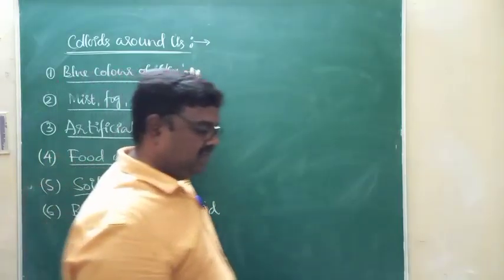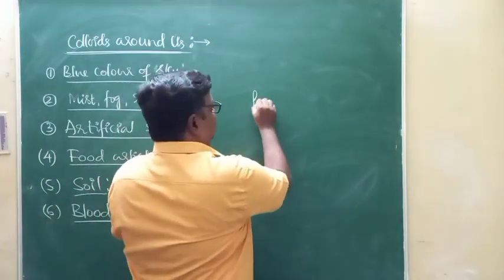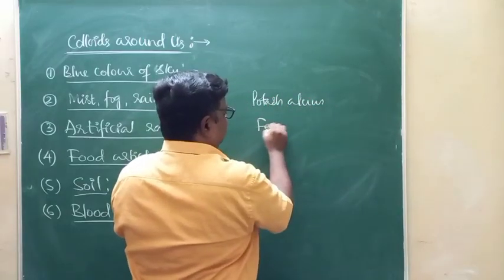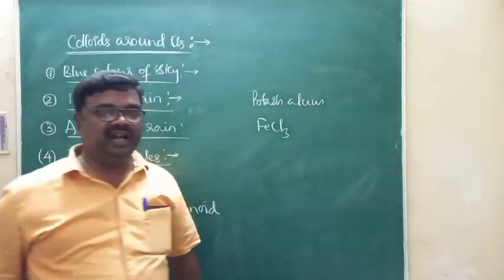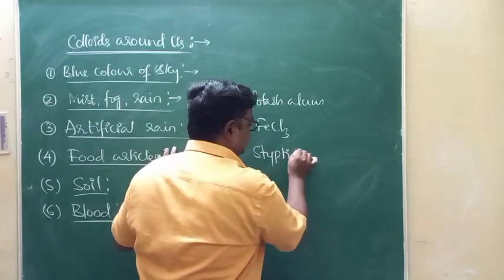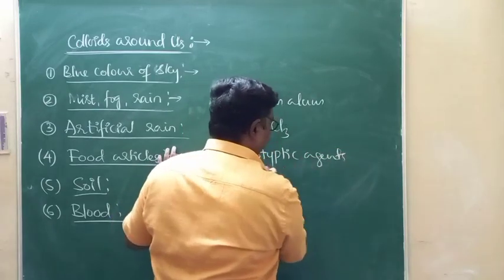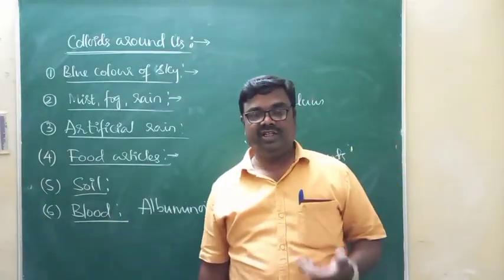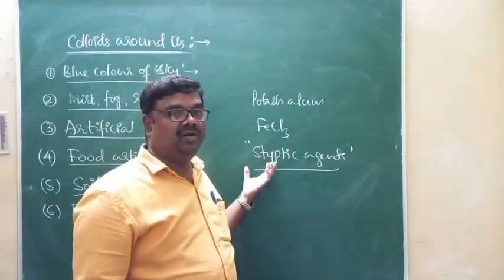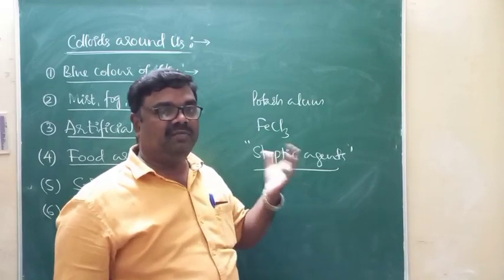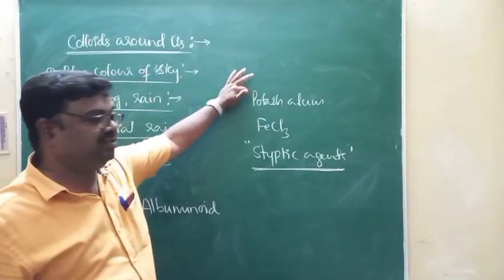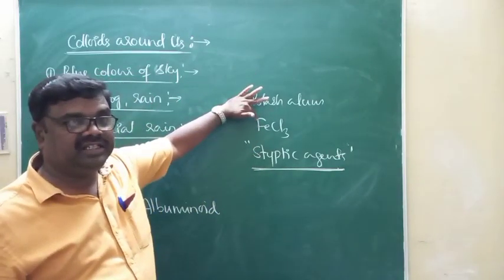So potash alum and ferric chloride can be used as styptic agents. That is, styptic agents are the chemical substances which will increase the speed of blood clotting. The speed of blood clotting can be increased in the presence of styptic agents. We can make use of potash alum, or ferric chloride, as styptic agents.